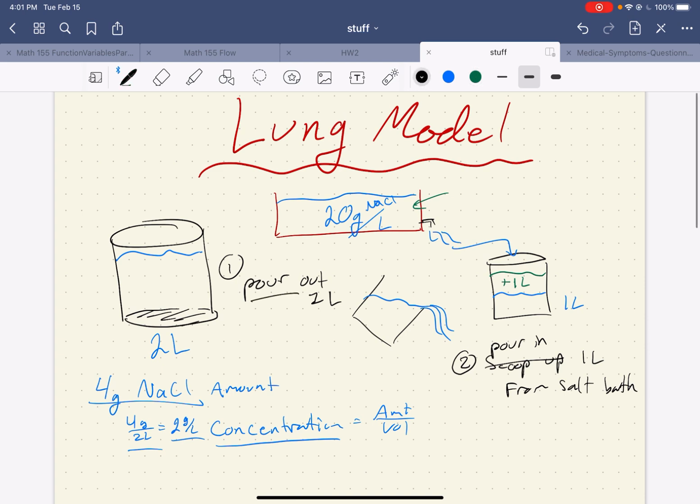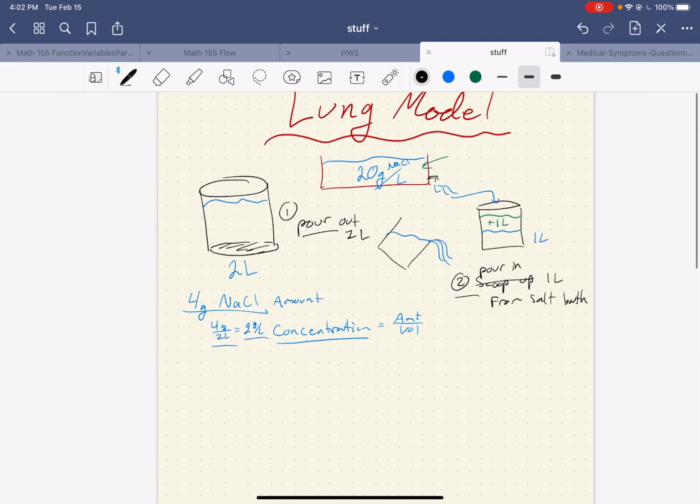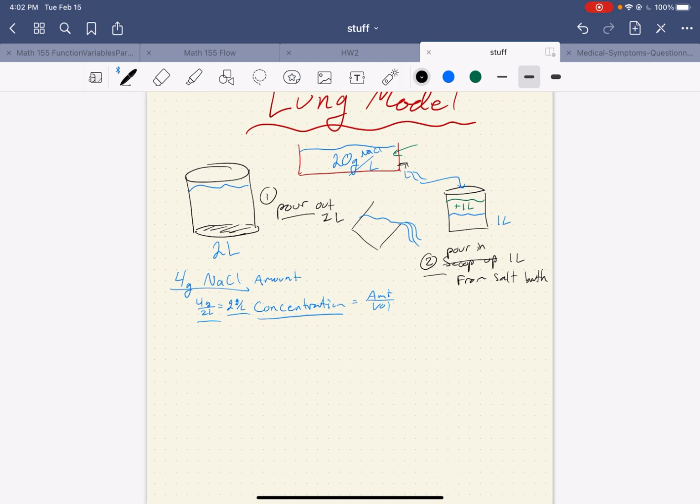So I poured out 1 liter, then I poured in 1 liter. Okay, well, it might help to just keep track of the salt. So I start with, now I've already told you I have 4 grams of salt, but if I did not give you this number, let's get rid of that, and instead, I just gave you a concentration and a volume. Again, units help. So if I stare at this long enough, I might realize, well, if I have my 2 grams per liter and I multiply it by my 2 liters, that means I start with 4 grams of salt.